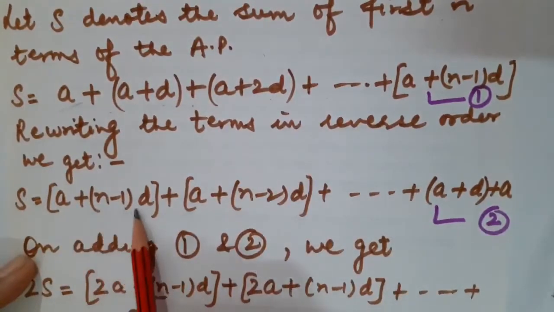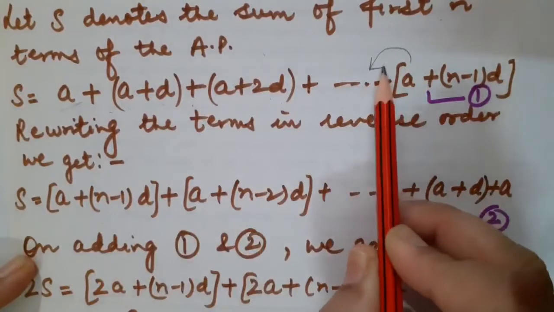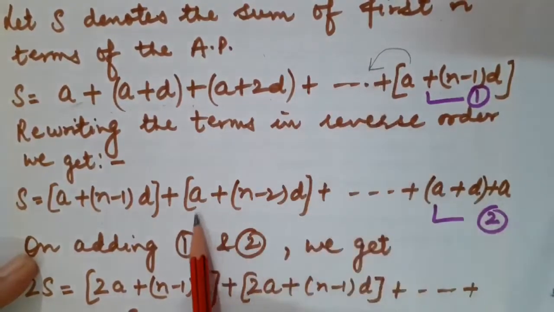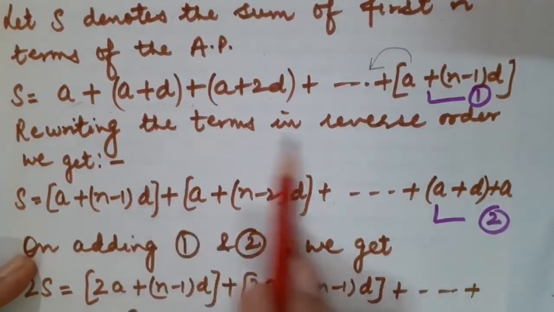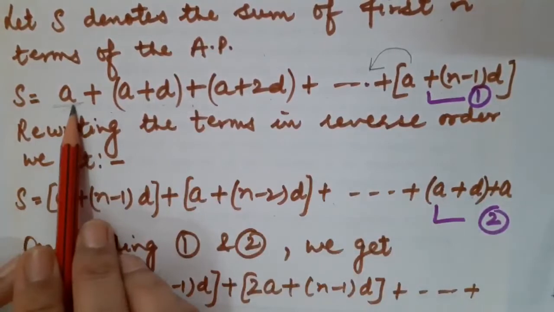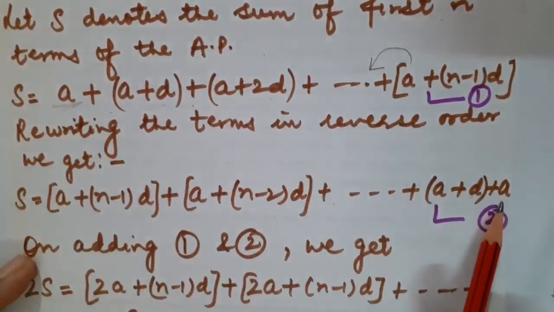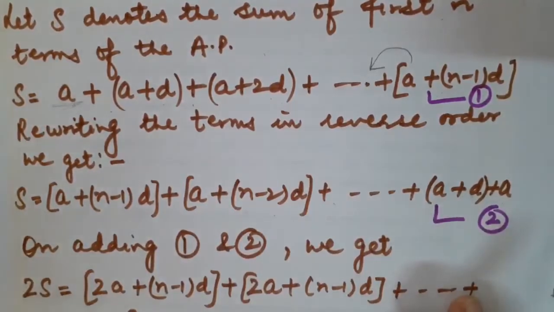So it will be written how? A plus n minus 1 into D plus, what would be the preceding term over here? It will be A plus n minus 2 into D. So that has been written over here. Correct? Plus, and so on, this will be A plus D. And of course, whatever was the first term has become the last term, meaning plus A. Correct? Plus A. So this has been considered as equation number 2.